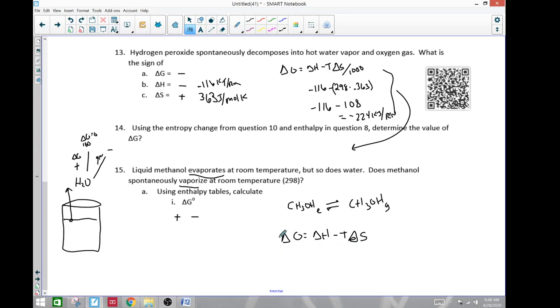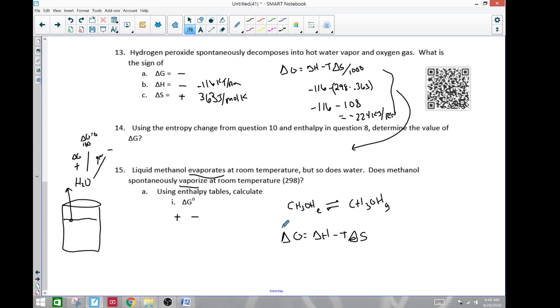So my reaction here, let's just find our values for this guy. Methanol liquid, methanol gas. Now for this one, I'm going to use 25 degrees Celsius. That's what we're doing for this one. On our chart, you'll find that there's a delta G column and it only runs at 298.